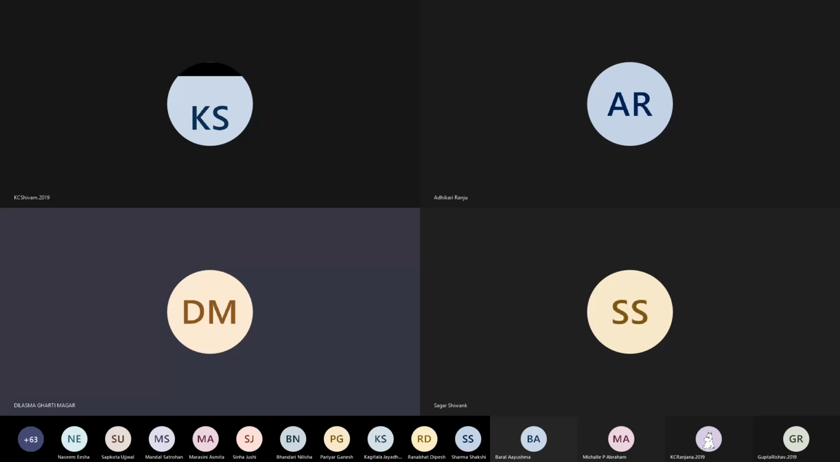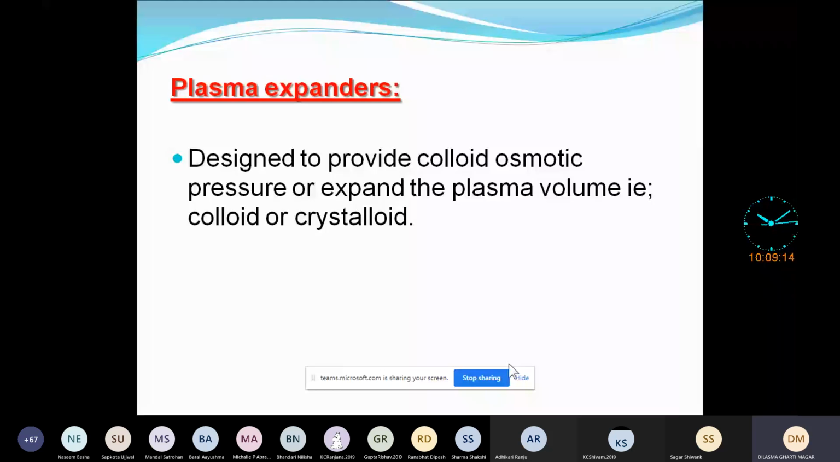I told you, when blood is not available, if the blood is not ready and the cross-matching is not done, at that time we will use the plasma expander, isn't it? This plasma expander is designed to provide the full colloidal osmotic pressure, so that whenever the volume is less, the heart has to pump more and more for the blood supply to the vital organs, isn't it? So that's why we use the plasma expander.